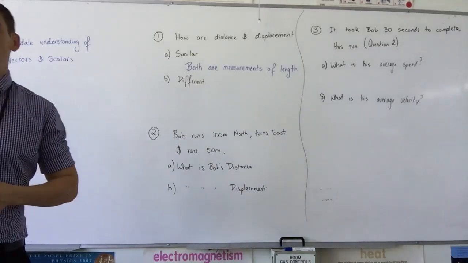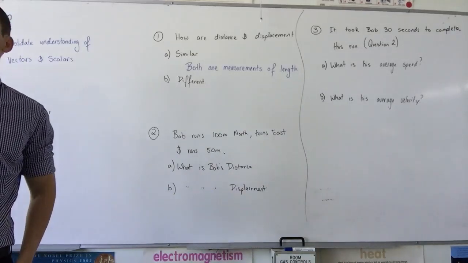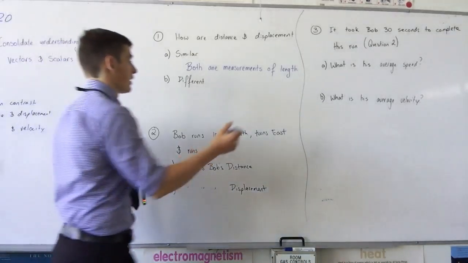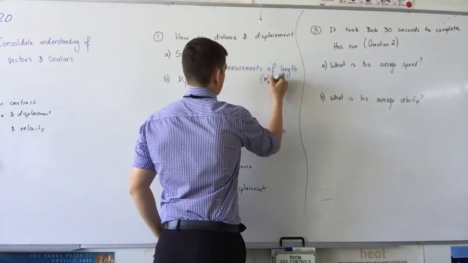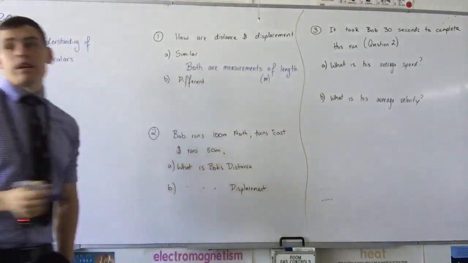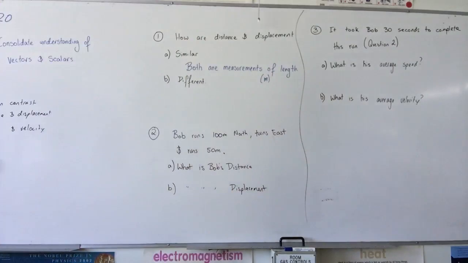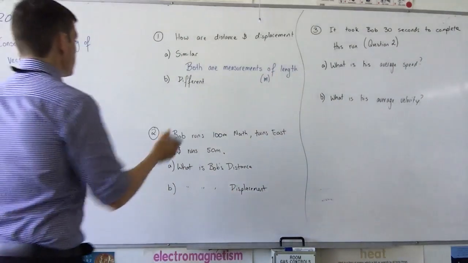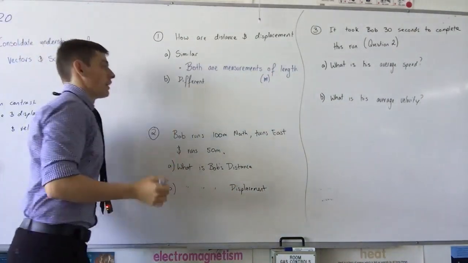So they are both similar in the fact that they are both measures of length. What's their unit therefore? Meters. So I'd put in brackets here meters. You could use other units of length like kilometres, centimetres, millimetres, whatever you like. So they're both measures of length.